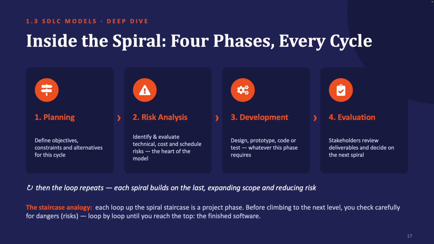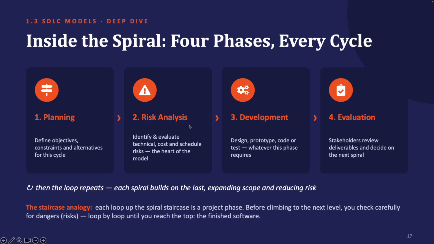So what are some of the phases that we have within the spiral? So it has four phases in every cycle. The first phase is planning. So here you should have what you call well-defined objectives that you want to achieve at the end of the day. Why are you building that system? Why are you building that model? Why are you building that kind of product for that organization? Then constraints and what you call alternatives for this particular cycle.